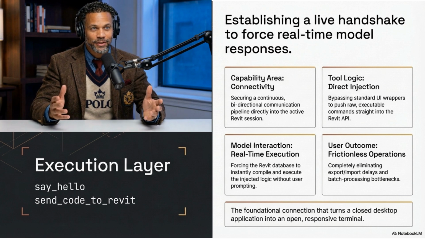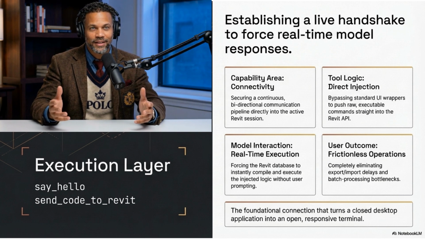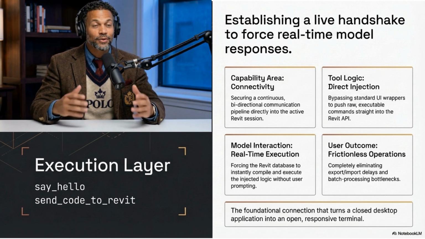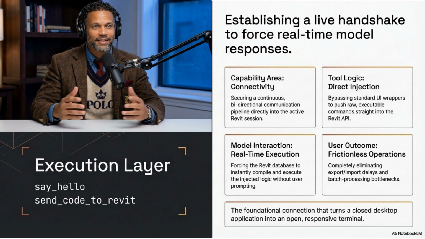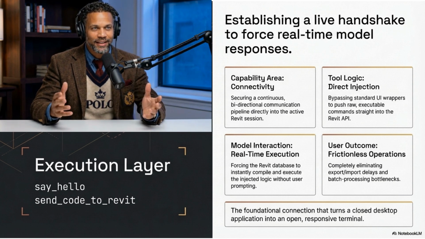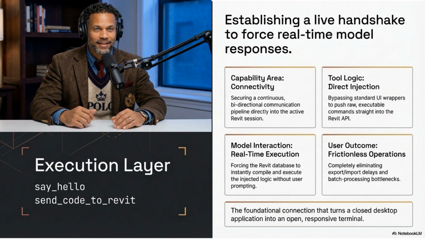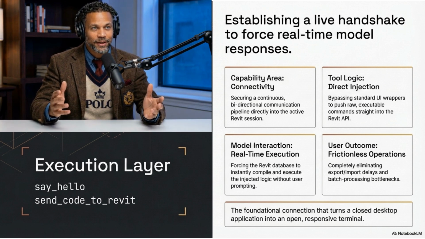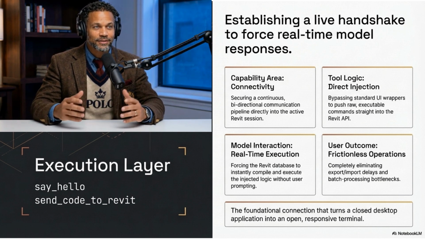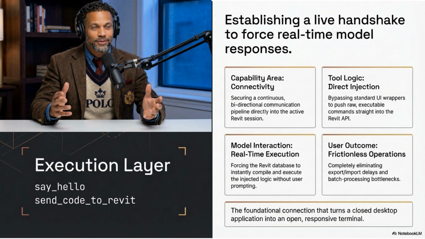This is the execution layer. The moment Revit stops behaving like a guarded desktop application and starts answering back. Through a live handshake, Digitalchemy can say hello, inject code directly, and trigger real-time responses inside the active model session. That means no export limbo, no batch processing delays, and far less of the industry's traditional pastime of waiting politely for software to cooperate. In practical terms, this is the connection that turns a closed authoring environment into an open, responsive system.